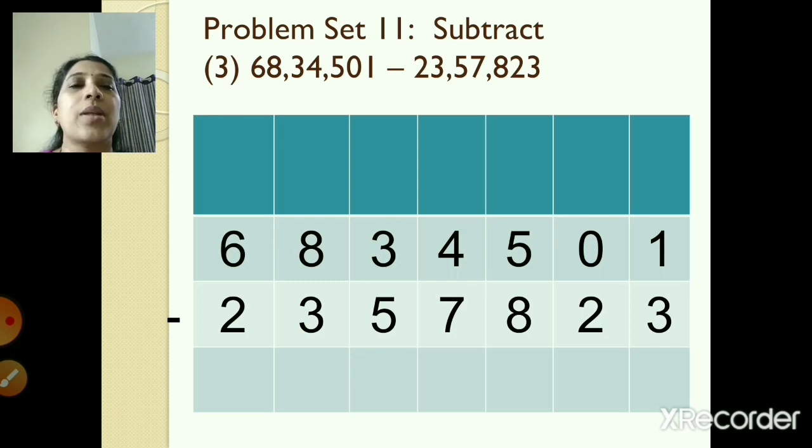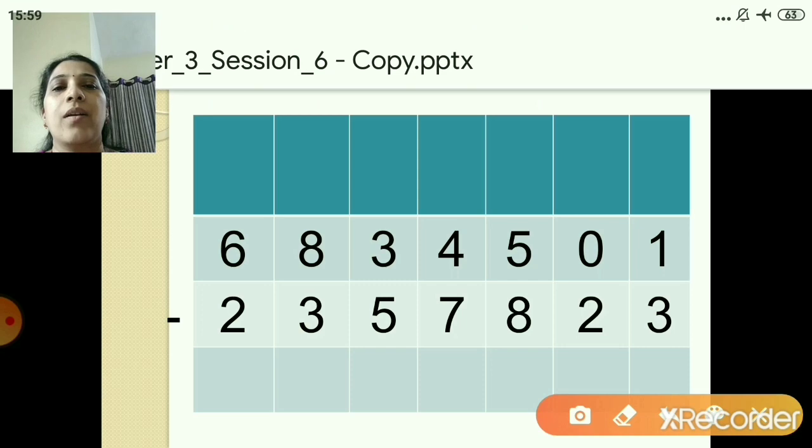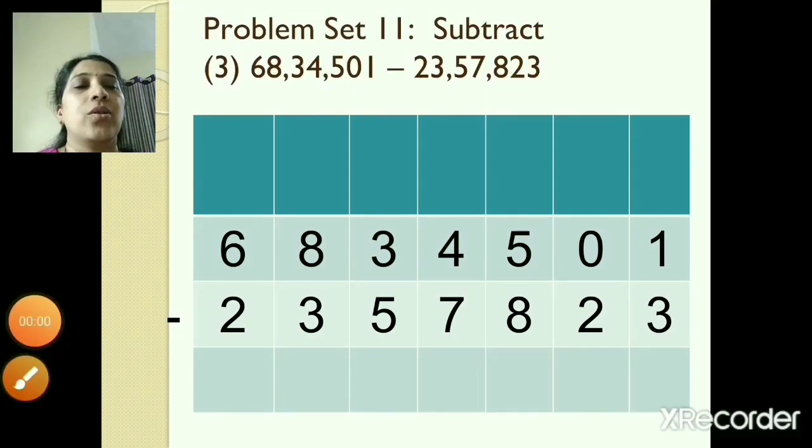So you are going to subtract 23,57,823. So 3 in the units place, 2 in the tens place, 8 in the hundreds place, 7 in the thousands place, 5 in the 10,000s place, 3 in the lakhs place, and 2 in the 10 lakhs place. Now let's subtract from your right hand side. So in the units place it is 1 minus 3.